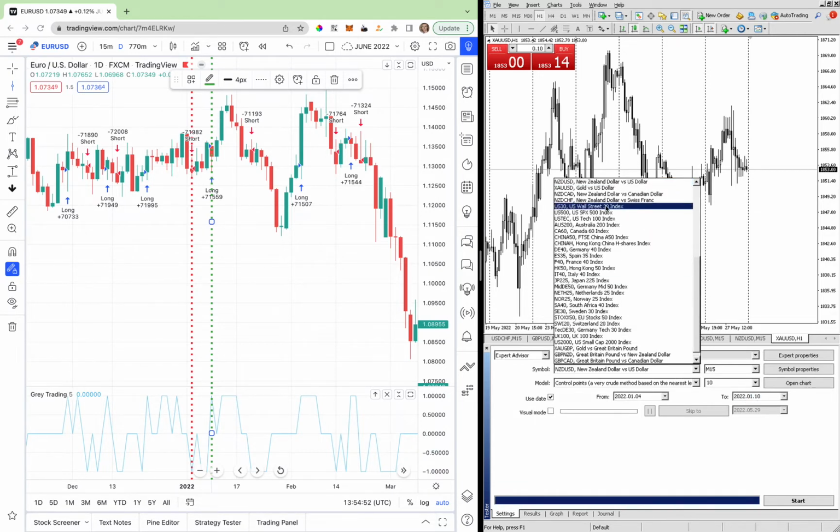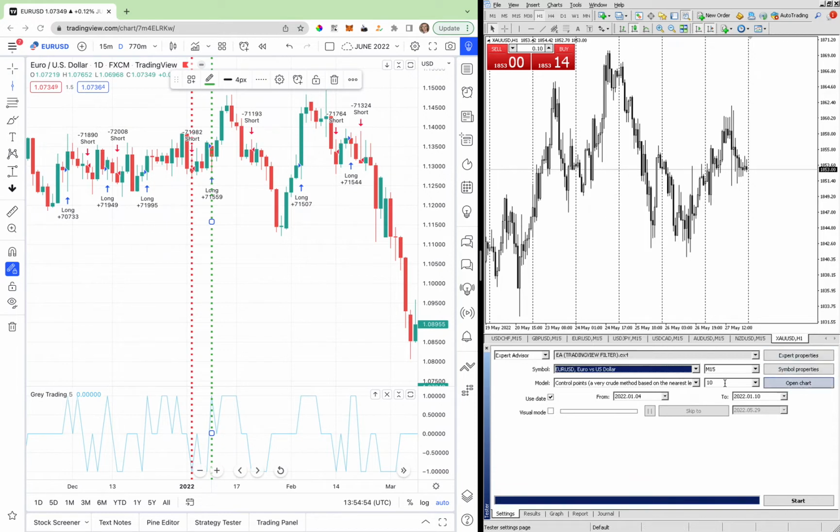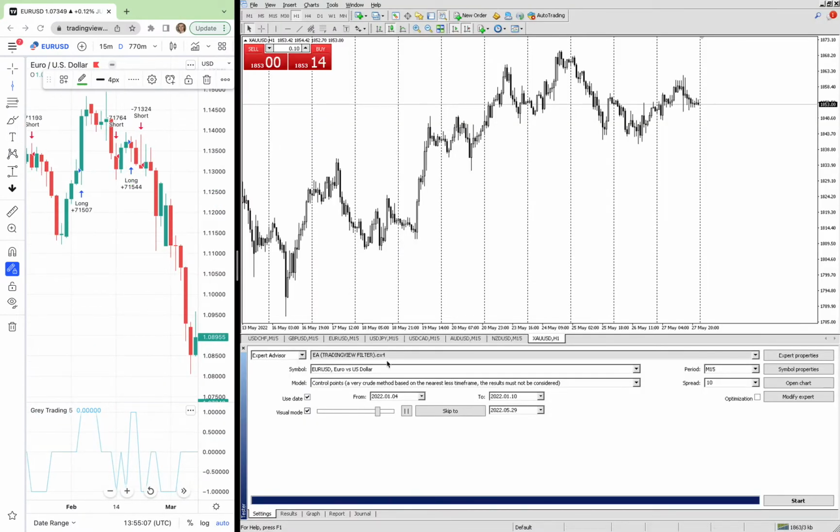And we're on Euro Dollar, 15-minute time frame using control points and 1 pip as spread. We're going to then run this to start with, just having a look at the algorithm so you can see that it doesn't overtrade or scalp the market.